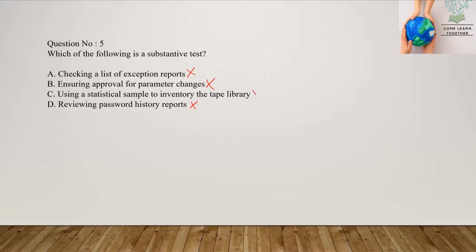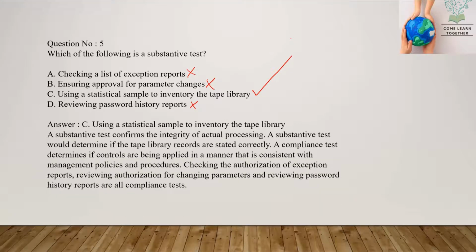So I'm left with using a statistical sample to inventory that tape library. So let's look at the answer and the logic being given. Using such substantive testing confirms the integrity of the actual processing, and it will determine if the tape library records are stated correctly. The compliance test determines if the controls are being applied in a manner consistent with policy. So checking the authorizations, reviewing the authorizations, and reviewing the password history are all compliance tests, because the test will be applied to check the consistency with the management policies and the procedures.